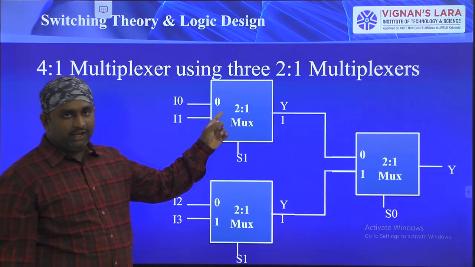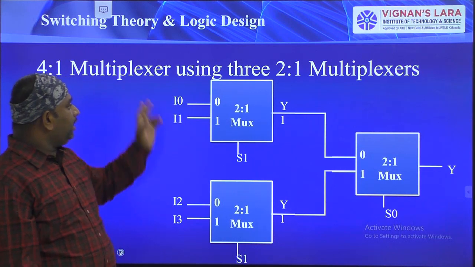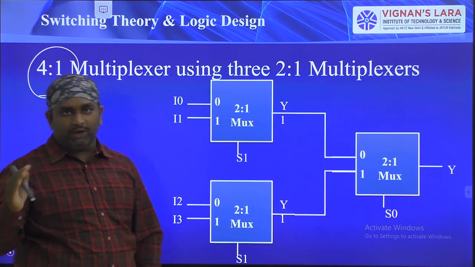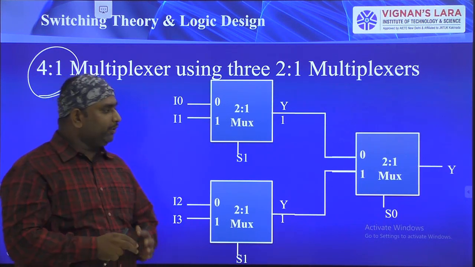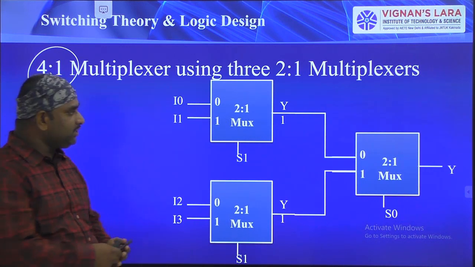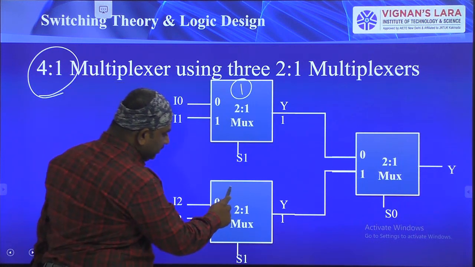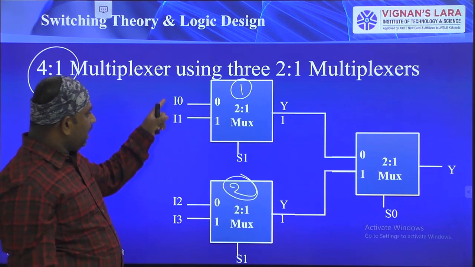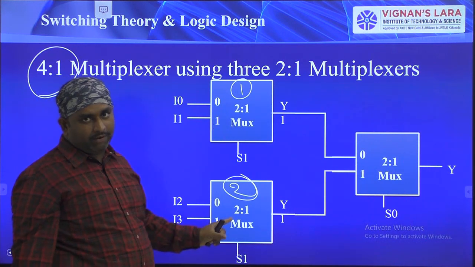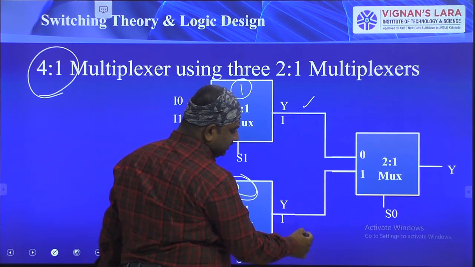See here, I have taken a 2:1 multiplexer, and one more 2:1 multiplexer. My concept is very simple. I have to develop a 4:1 multiplexer, 4 inputs, 1 output. Here I am taking 2:1 multiplexers. If I want 4 inputs, I use the first 2:1 multiplexer and this second 2:1 multiplexer. I0, I1, I2, I3, 4 inputs are available, and from these 2:1 multiplexers, 2 outputs are available. This is the first output and this is the second output.